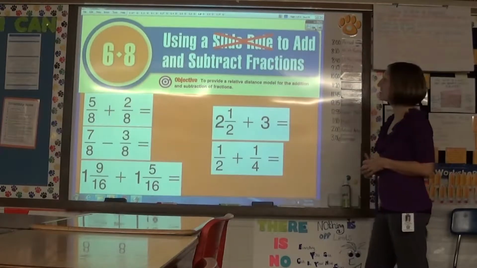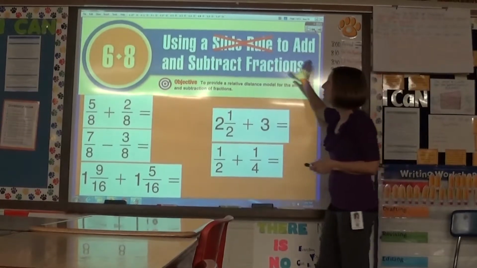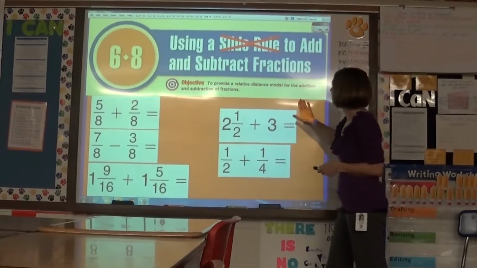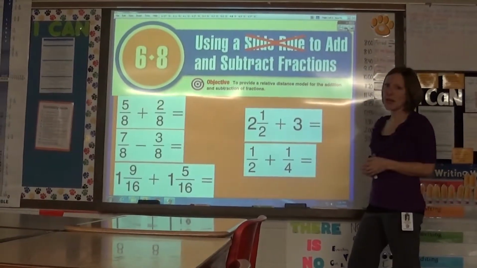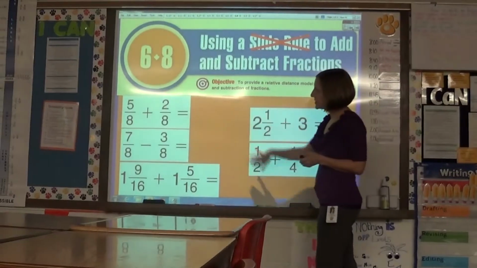Lesson 6-8, we're going to learn how to add and subtract fractions. We're not going to use the slide rule, but we are going to find a couple different methods for adding and subtracting. So I've got a few sample problems here.